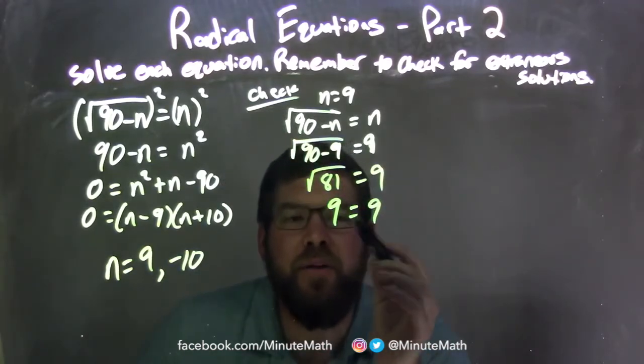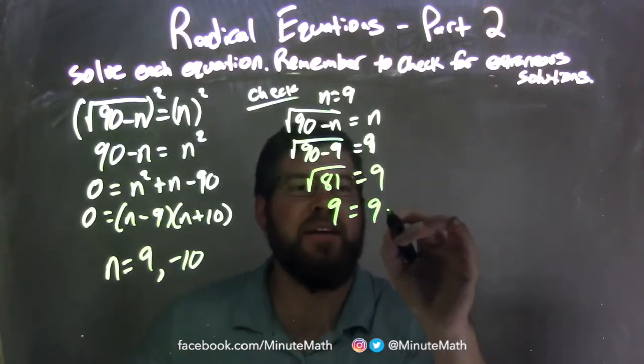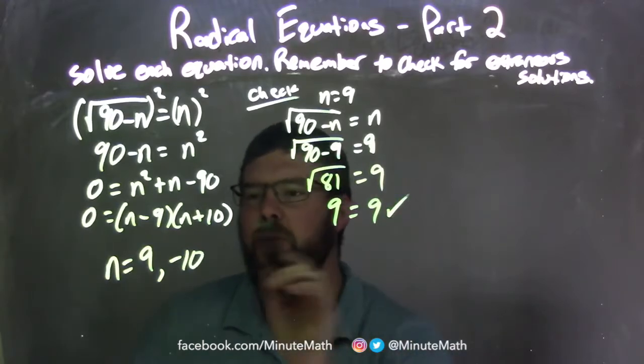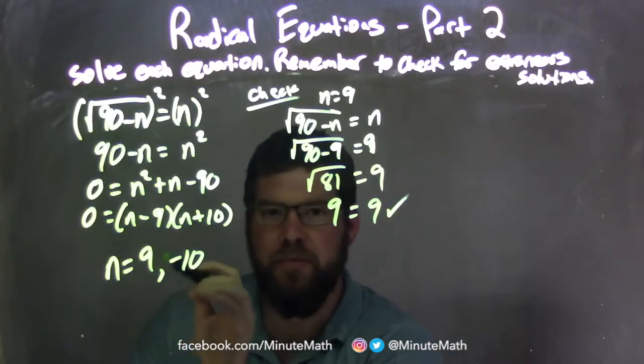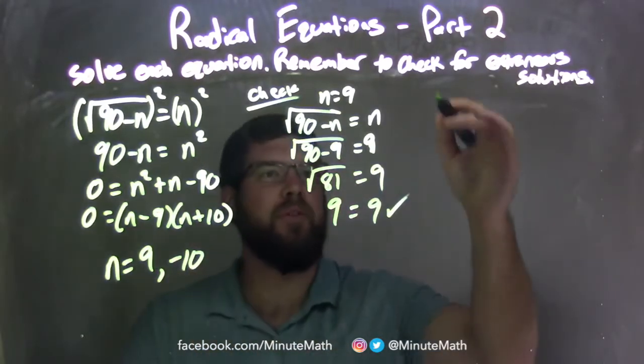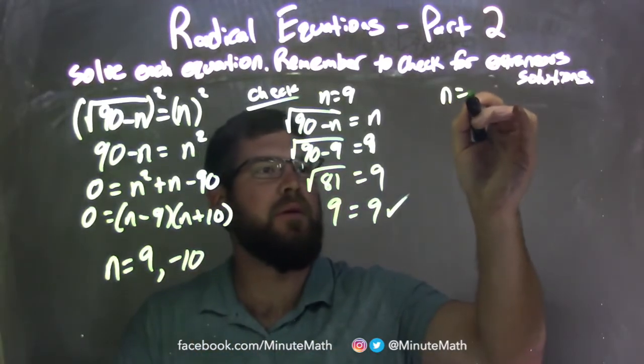So the square root of 81 is 9. 9 equals 9. Fantastic. Left and right hand side are equal, so we're making this a true statement. We're good, right? Real answer. We got it. It's not extraneous. But we have two numbers. Let's check both of them.